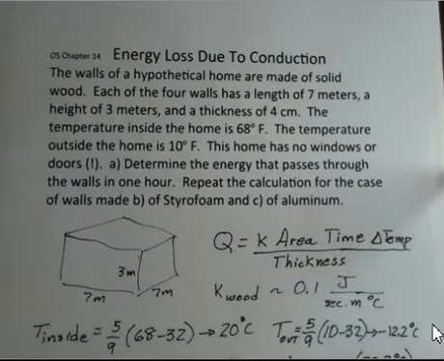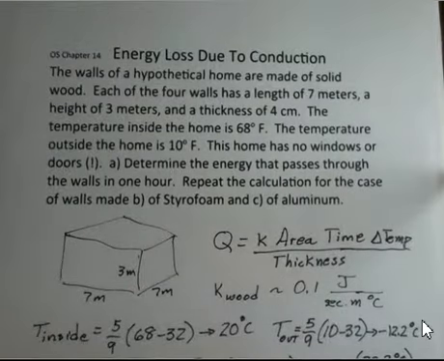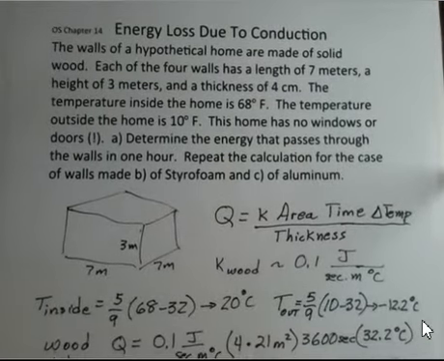This video will show how to calculate the energy loss due to conduction through three materials: wood, styrofoam, and aluminum. So we're going to talk about not all of a house, but just the walls of a house. We're not including doors or windows or the roof, just the four walls. And you can extend this on your own to other parts of a house.